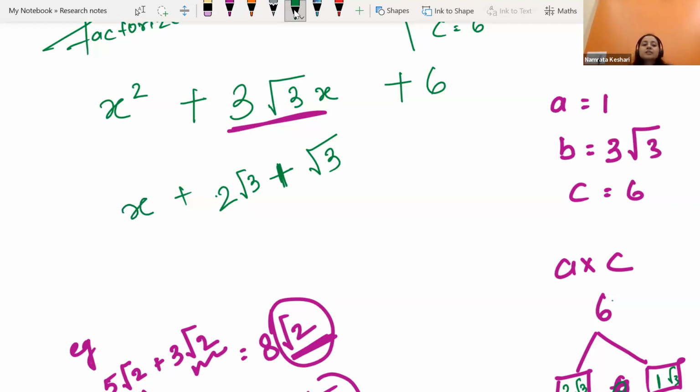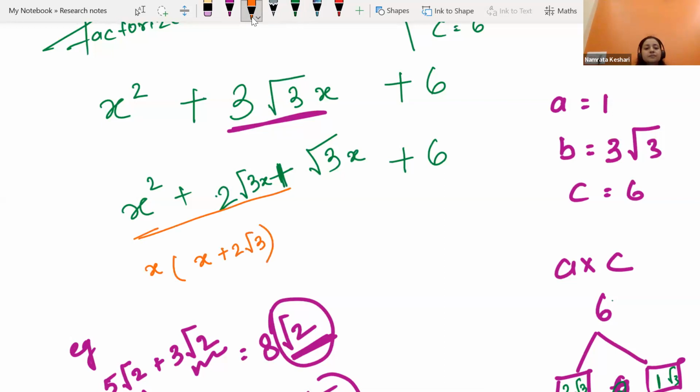So far, what about X? Yes, X will be taken. Is it crystal clear so far? Yes, ma'am. Now what we will do? We will take the common. From the first 2 terms, it is very simple to see. X is the common factor, and we are left with X plus 2 root 3. Now what is common from the next 2 terms?